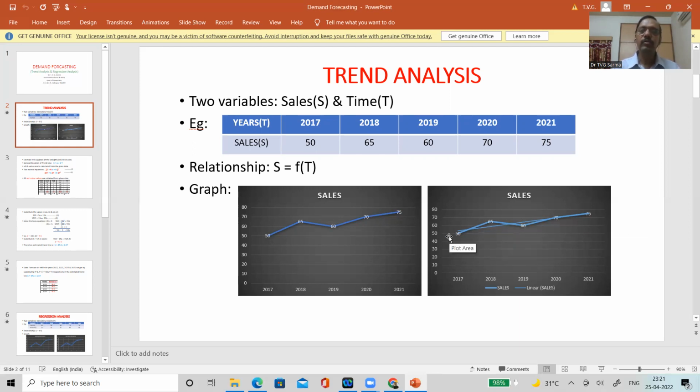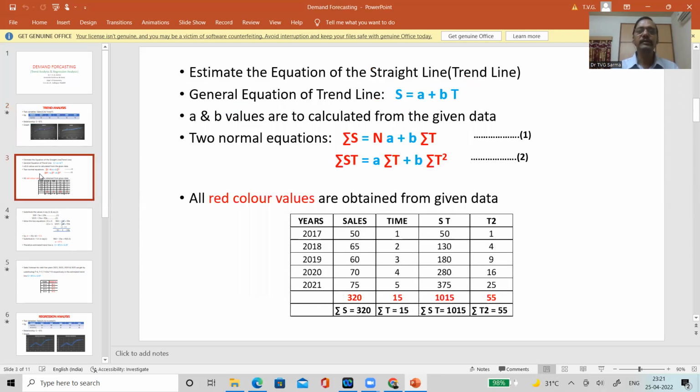Now, if we are able to estimate the equation of the trend line, and we extend this beyond 2020, 21 to 22, 23, 24, we get what is known as the forecast of sales for the following years. Following years in the sense that is 2022, 2023, and so on. So the methodology which we follow is given in the next slide. We follow the steps like this.